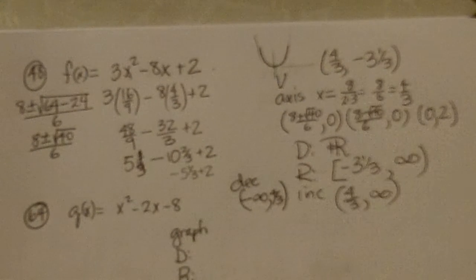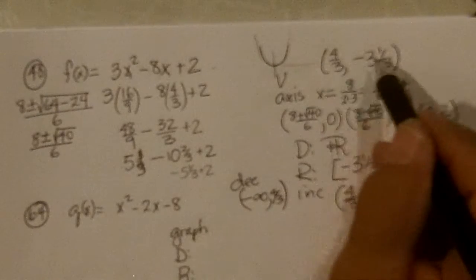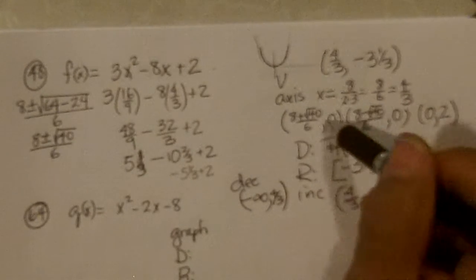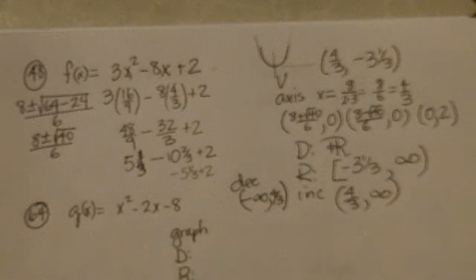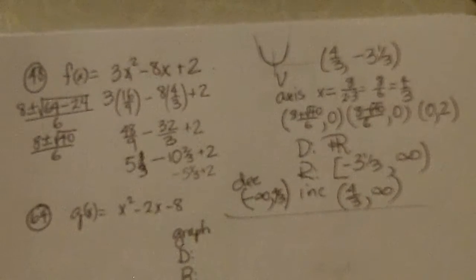And it says do a graph. I think you could probably graph it with the vertex there and figure out what these decimal values are for the intercepts and be able to draw this.